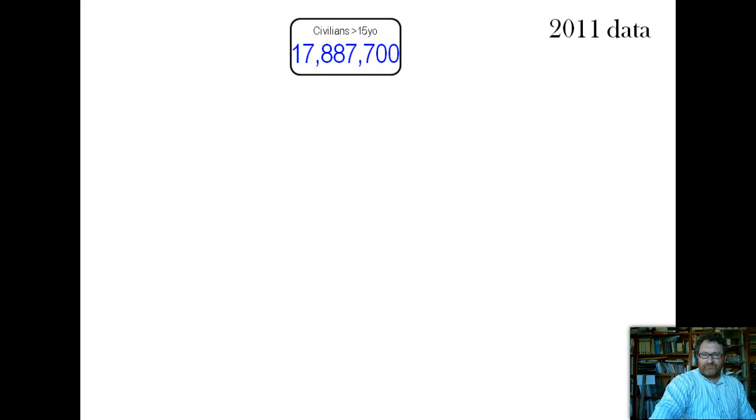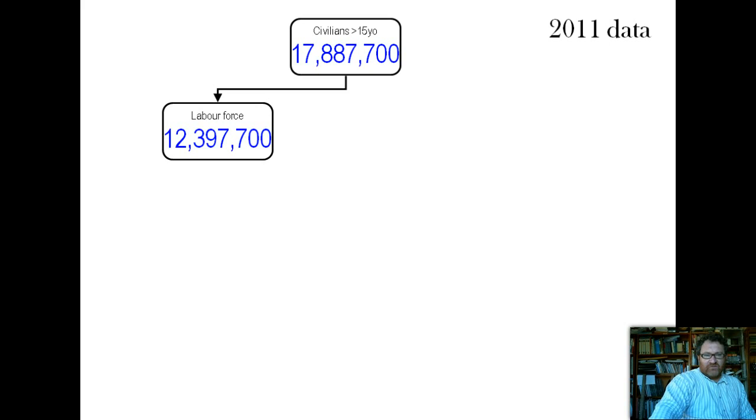So let's look at some actual data. This is 2011 data. And we can get an idea of what's happening with the Australian labour force. So this is 2011, so it's not completely out of date, it's only a couple of years old. Civilians who are over the age of 15 in Australia, that's 17 million, roughly 900,000. Now of them, 12.3 million are in the labour force in Australia.